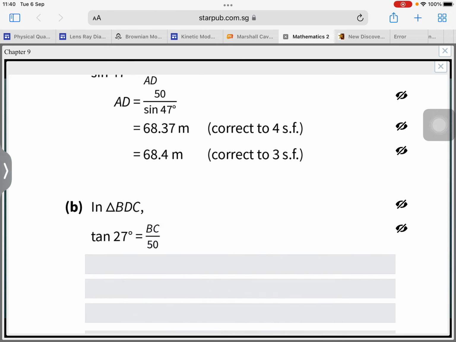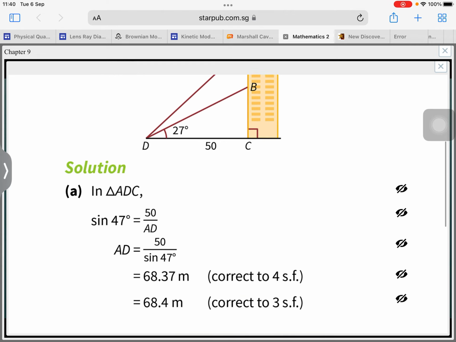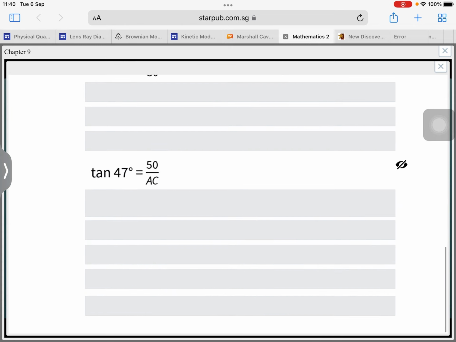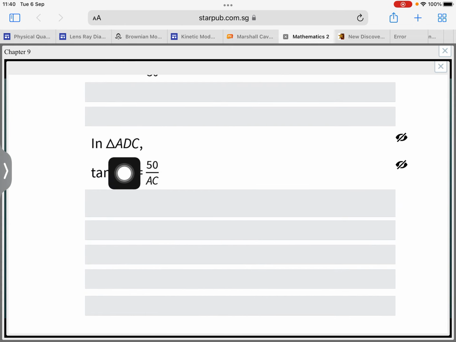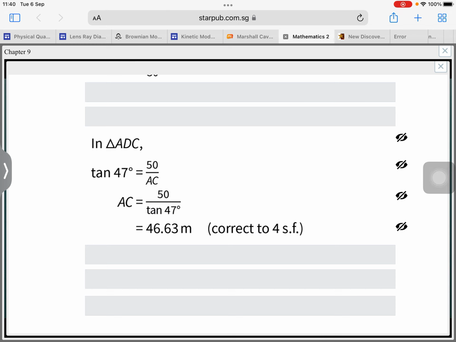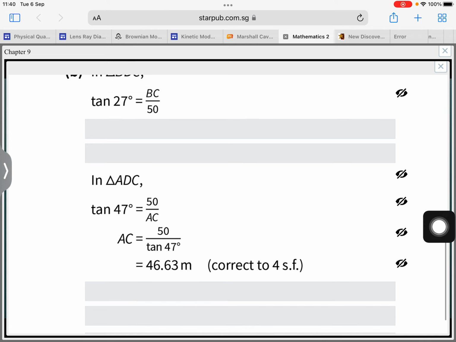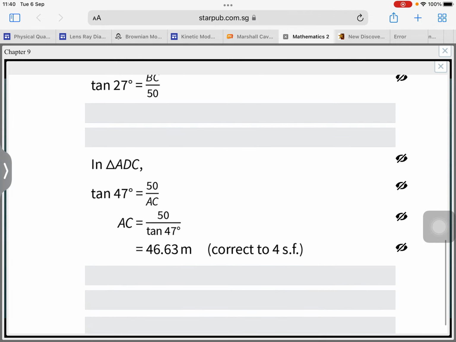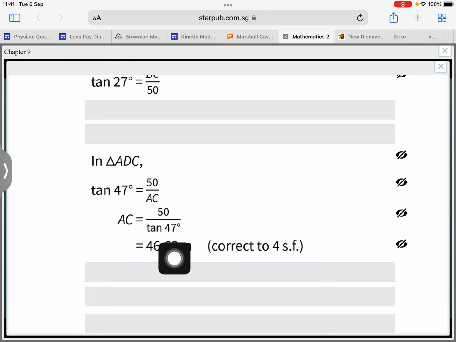Sorry, I think we are looking at ADC first. So tangent 47 is 50 over AC. So AC will simply be 50 over tangent 47. You know that AC is about 46.63. I use a few more decimals first, because that's not the final answer. The final answer is 3SF, but subsequently upper sec teachers usually teach you that for intermediate steps you use 5SF instead of 4. That is more accurate.